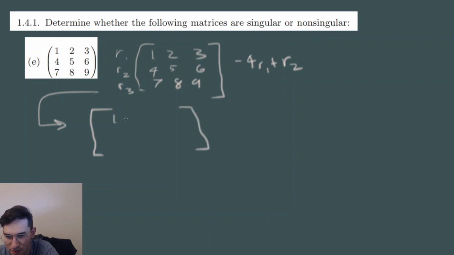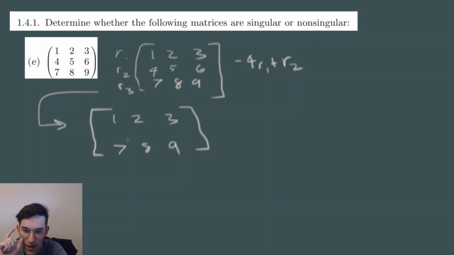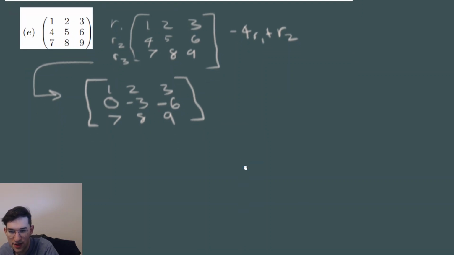First two rows are staying the same. The second row is changing. So negative 4 times 1 is negative 4 plus 4 is 0, which is what we wanted. Then we have negative 4 times 2 is negative 8. Negative 8 plus 5 is negative 3. Negative 4 times 3 is negative 12, plus 6 is negative 6. Okay? We got rid of that one.